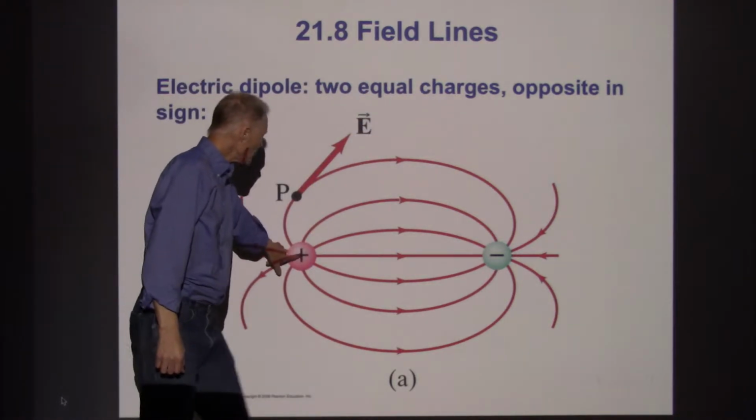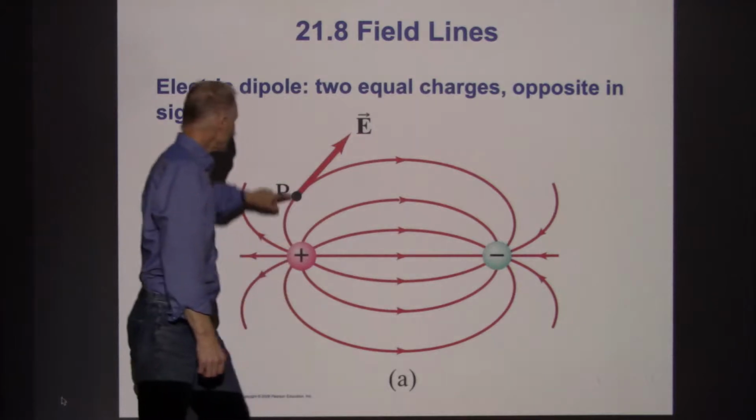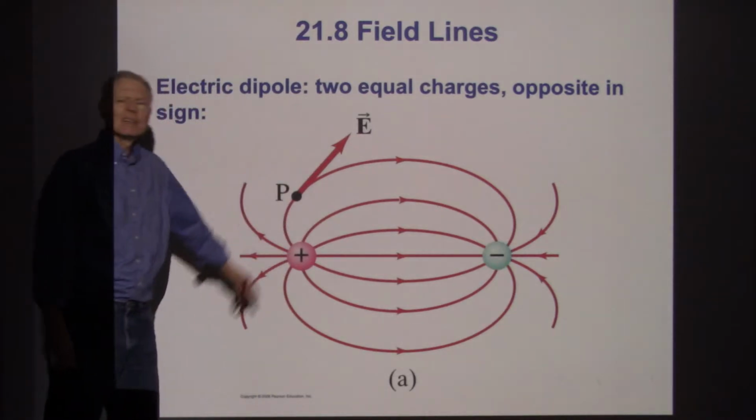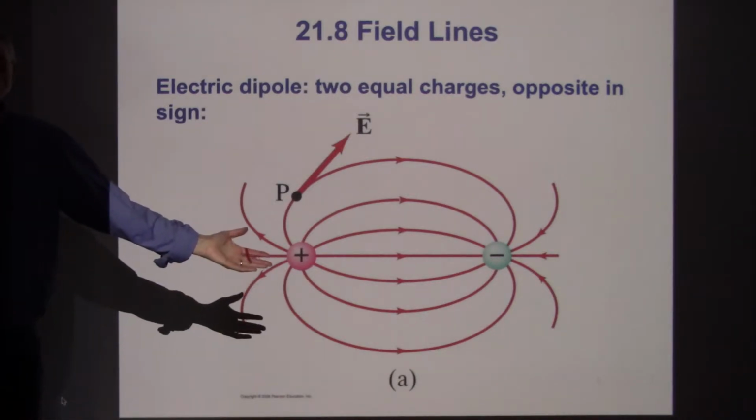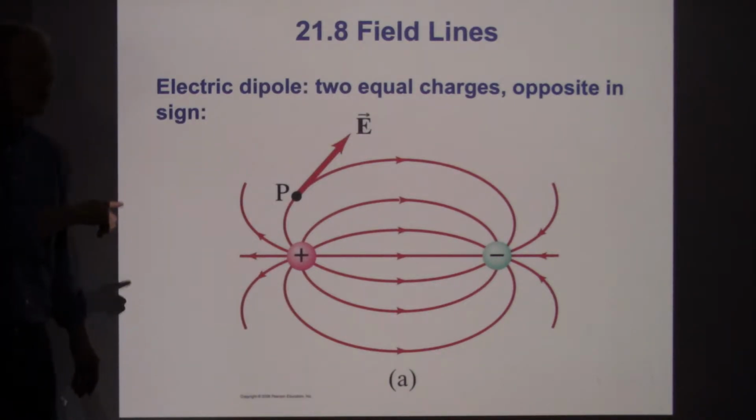So what I've done is I've got a positive charge and a negative charge, and I want to find out what the electric field is right there. And I think, oh no, that's going to be an absolutely terrifying, horrendous calculation. Can't I just do a drawing? And that's what field lines allow us to do.